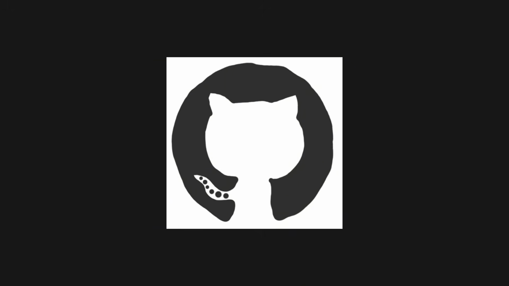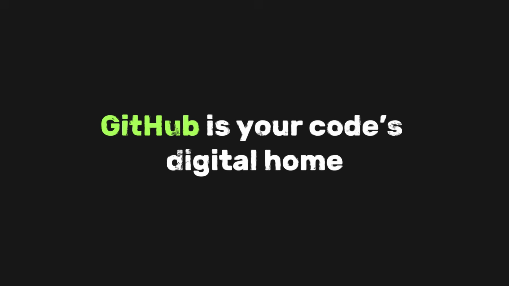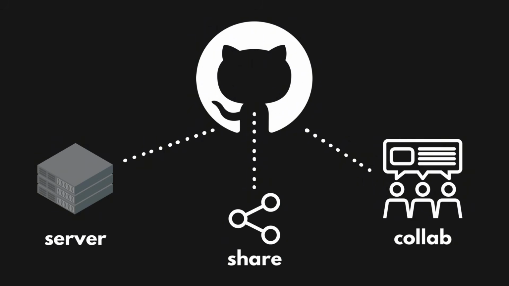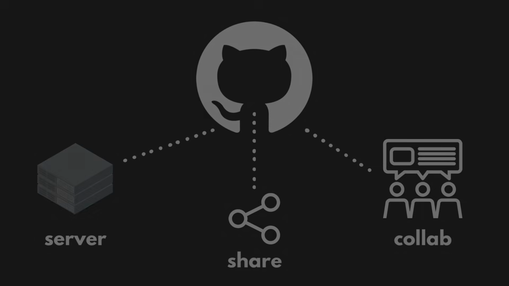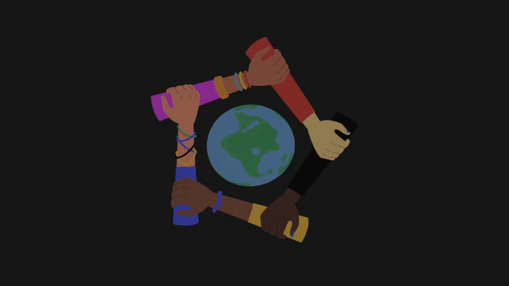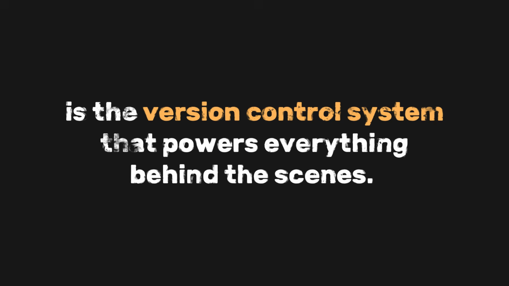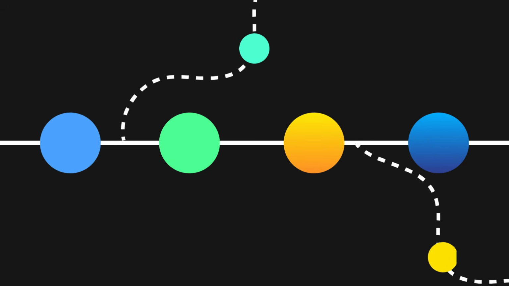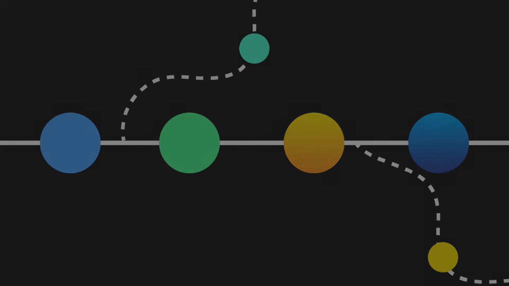Let's first understand what is GitHub. GitHub is your code's digital home, a place where you can store, share, and collaborate on projects with people from anywhere in the world. Git, on the other hand, is the version control system that powers everything behind the scenes. Think of it as the tracking tool that knows every change you make to your project. It's like having an infinite number of undo buttons, so if something breaks, you can always roll back to a working version.